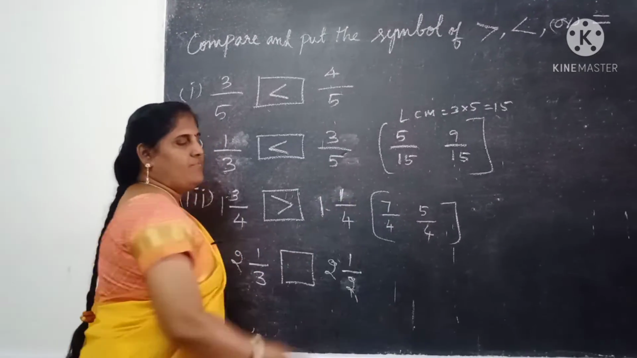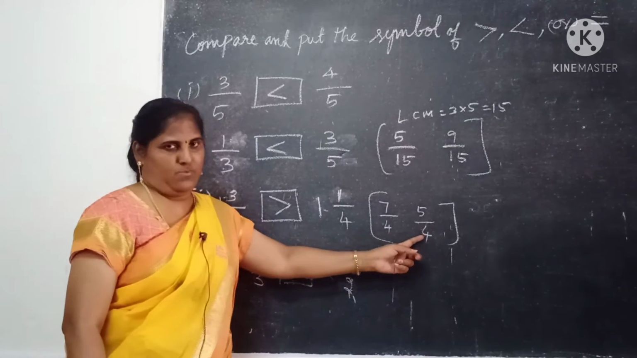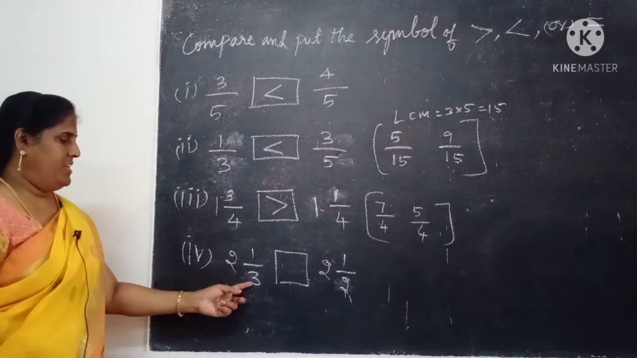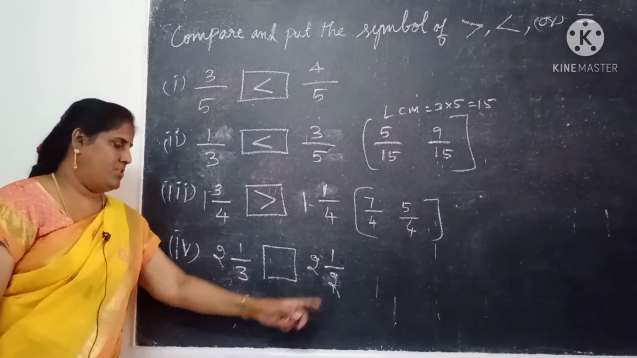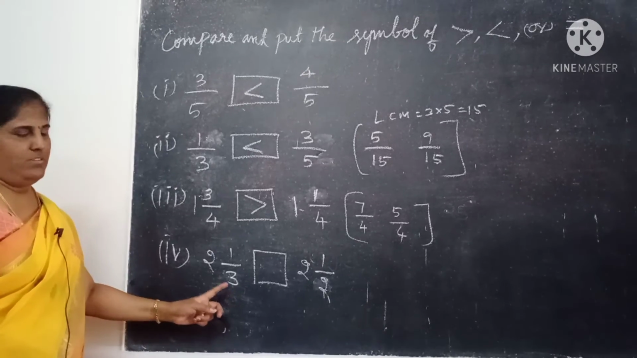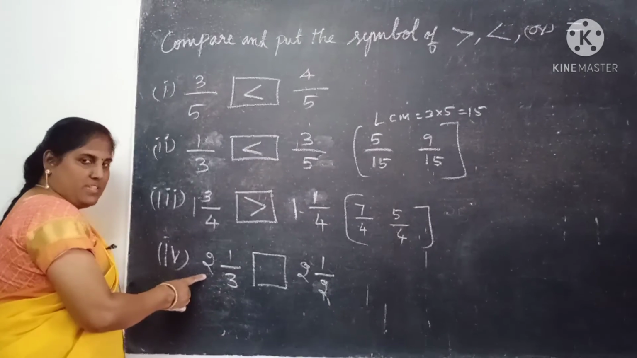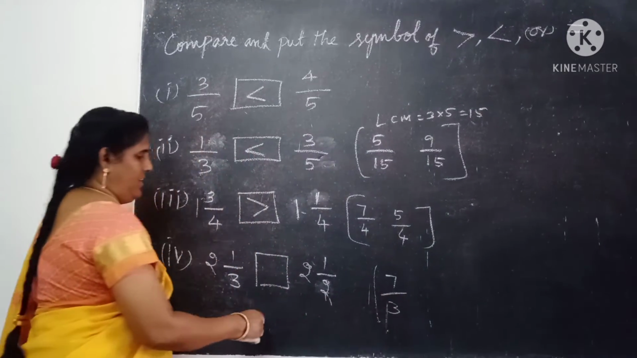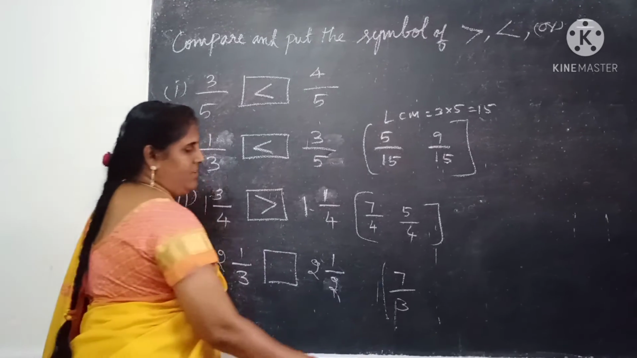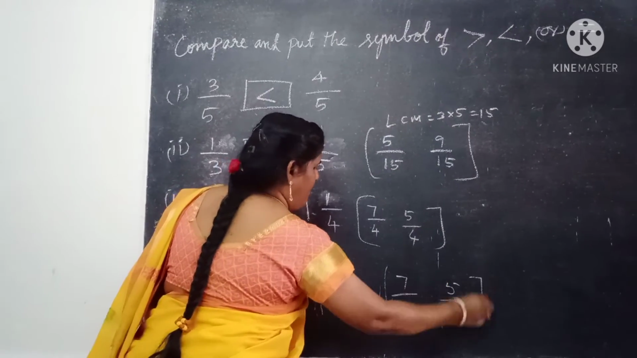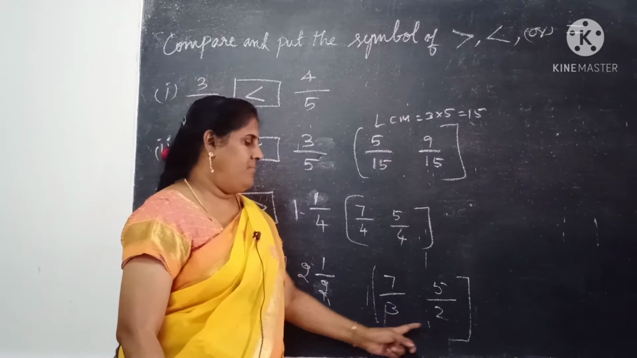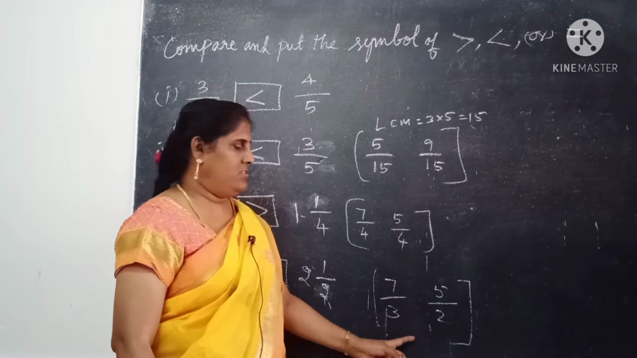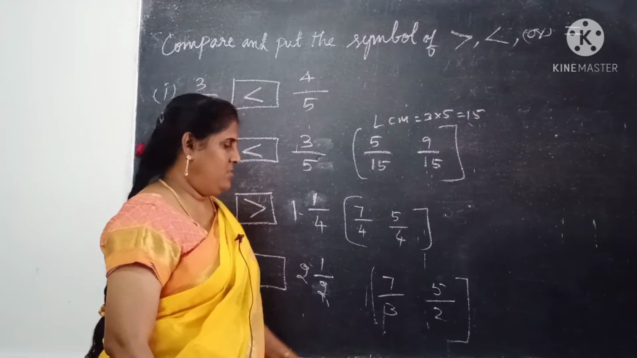Okay, these are like fractions only, so straightaway compare. Next, 2 1 by 3 compared to 2 1 by 2. This is also a mixed number, so you convert it. 2 threes are 6, 6 plus 1 is 7, so the first one becomes 7 by 3. And 2 twos are 4, 4 plus 1 is 5, so 5 by 2. But the denominators are not the same. They are not like fractions, so you convert into like fractions by taking the multiplier.